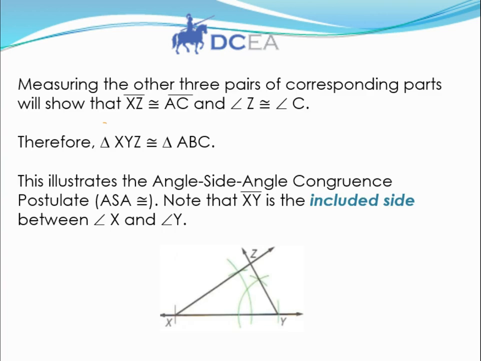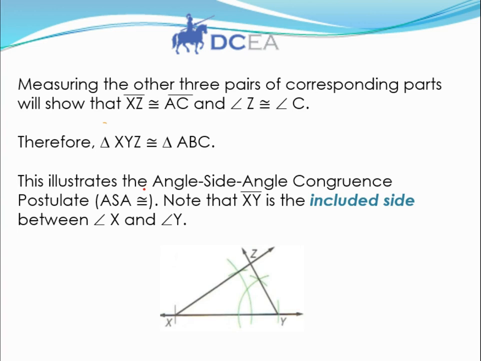Measuring the other three pairs of corresponding parts will show that XZ is congruent to AC, and angle Z is congruent to angle C. Therefore we've proved 3 congruent sides and 3 congruent angles, and the 2 triangles will be congruent to each other. So when you have 2 angles that are congruent and a side, we call this the angle side angle congruence postulate, ASA.